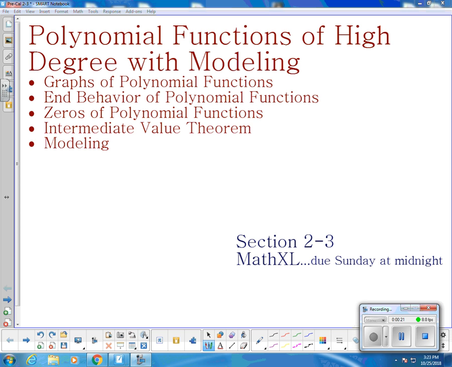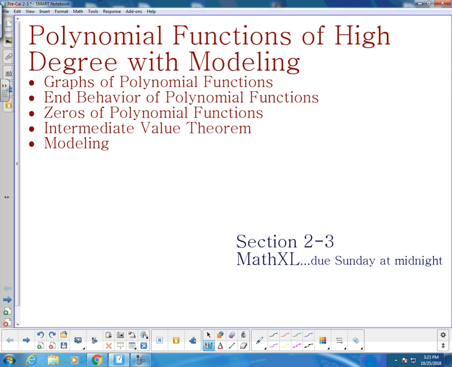So our main goal at the end of this lesson, hopefully, is that you can take a function like this. It's a nice long function, and you can graph that, sketch it without your calculator. That's our goal today. Okay, so we're eventually going to get there.